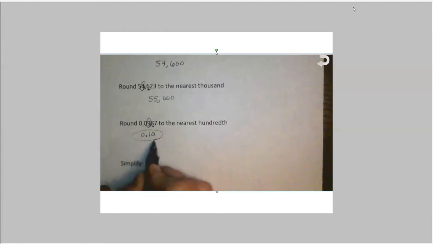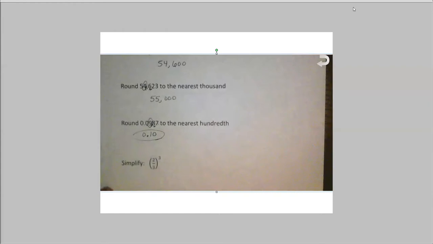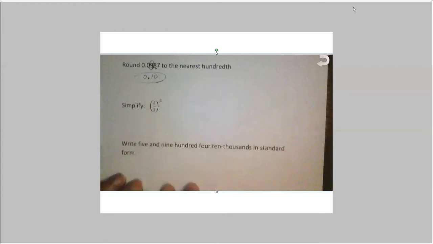And so that is 1/10 instead of 9/100. So that is 0.10. Even though this is not necessary, it did say round to the nearest hundredth, so I want to show the hundredth spot. Okay, just a couple more.